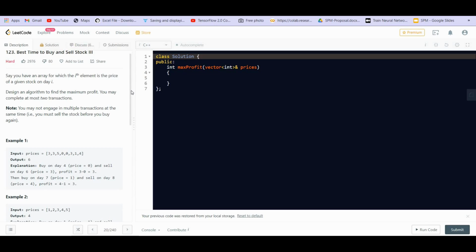Now, you may not engage in multiple transactions at the same time. That is, you cannot simply buy 2 stocks and then sell them later. You will have to complete one transaction, then you can proceed with the second transaction. And one transaction is simply buying and selling the stock.